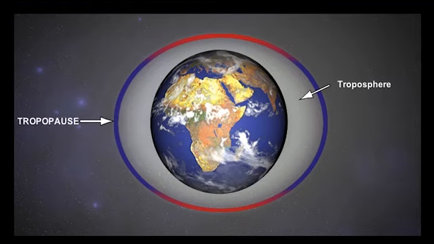The thickness of the troposphere, and therefore the height of the tropopause, is not constant across the Earth. Over the poles, the height of the tropopause is about 8 kilometers, whereas over the equator, it's about 16 kilometers. The average height is 11 kilometers, which is found at about 45 degrees latitude.